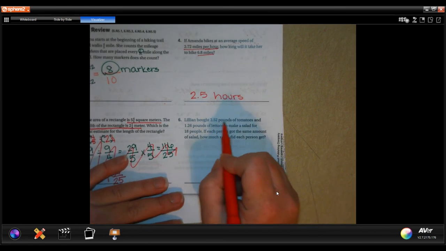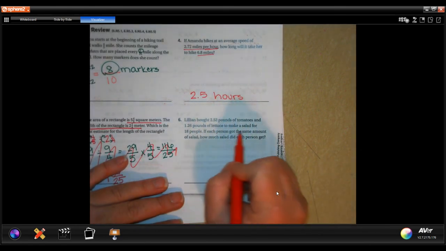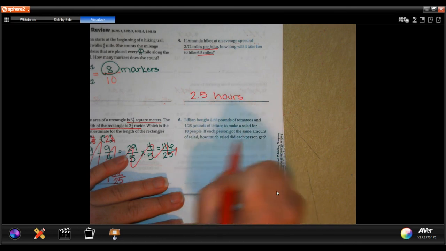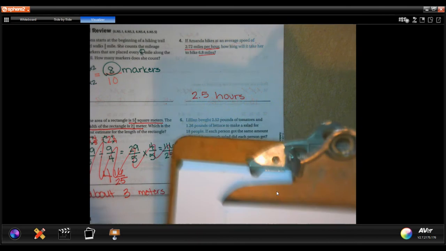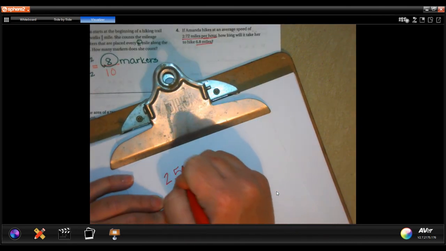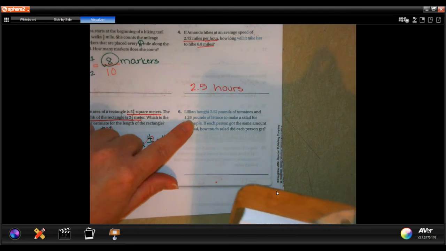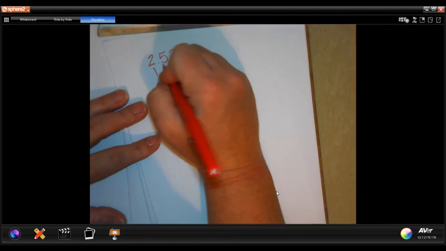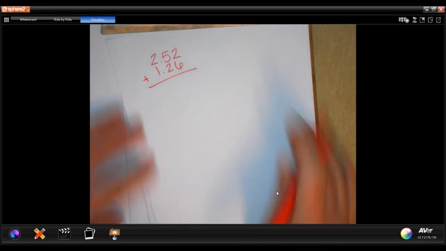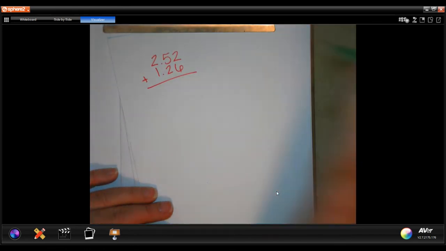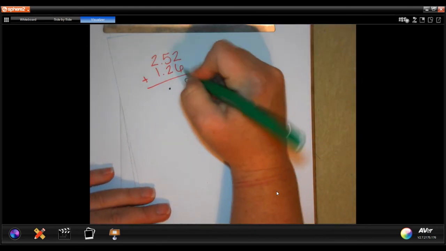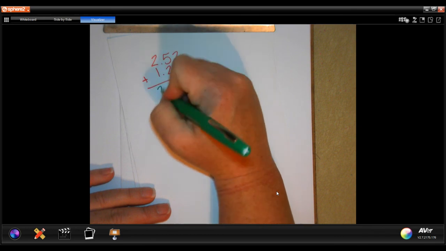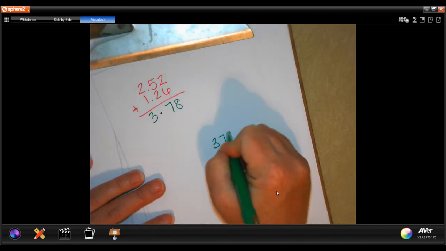Lillian bought 2.52 pounds of tomatoes and 1.26 pounds of lettuce to make salad for 18 people. If each person got the same amount of salad, how much salad will each person get? Well, we are going to add up everything that we have. So 2.52 and 1.26. We're going to add that up so we know how much we have altogether. Drop our decimal first. That's the very first thing we do. 2 plus 6 is 8. 5 plus 2 is 7. 2 plus 1 is 3. So now we have 3.78.